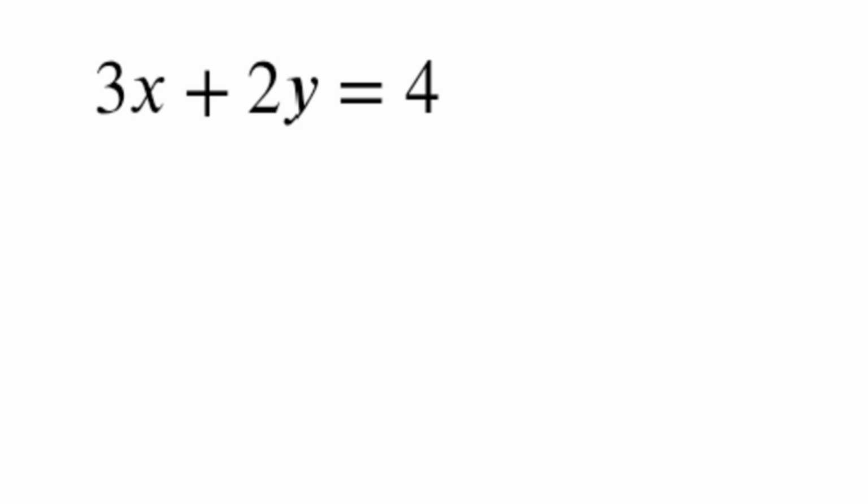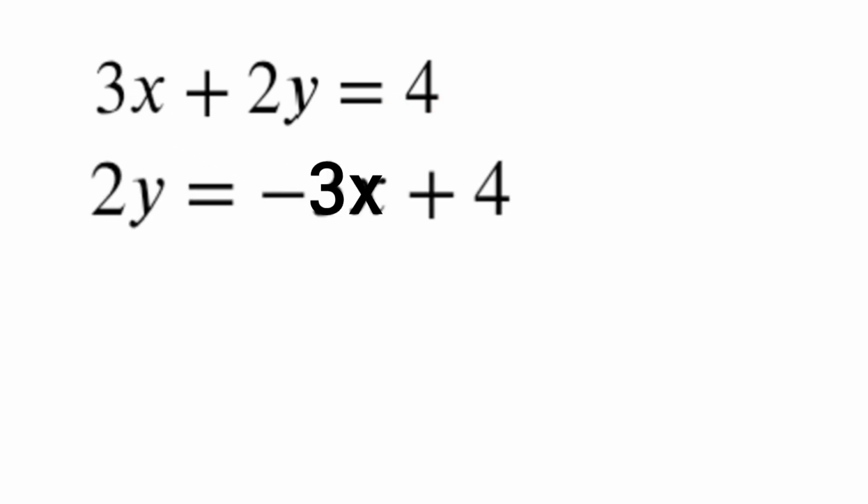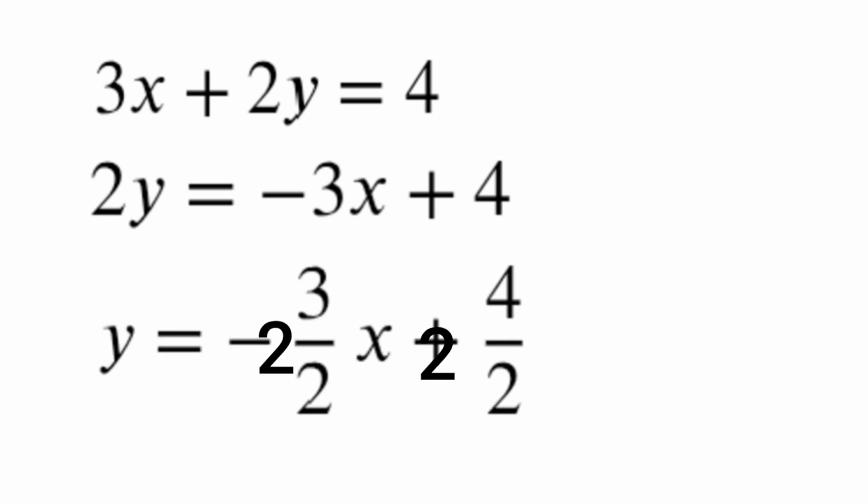And we can make this to slope intercept form by transposing this 3x here to the right side of the equation. So we have this 2y equals negative 3x plus 4. Then simplify this equation in terms of y by dividing the right side of the equation and the left side of the equation by 2. So we have this y equals negative 3 over 2 x plus 4 over 2.